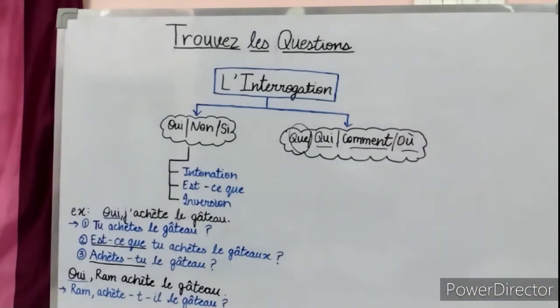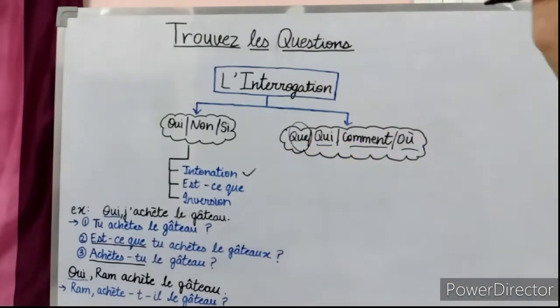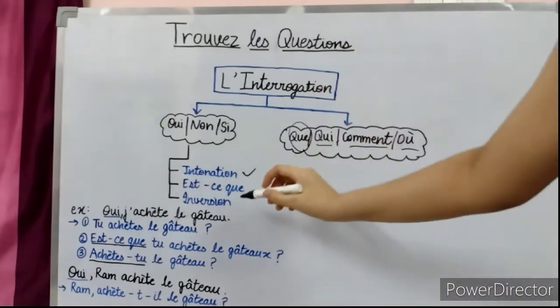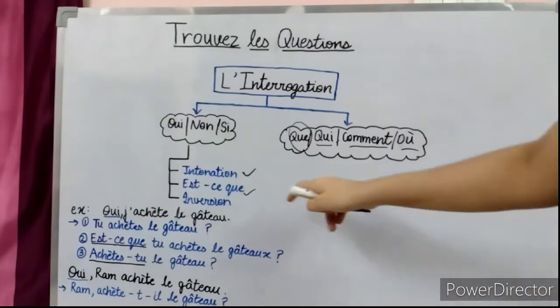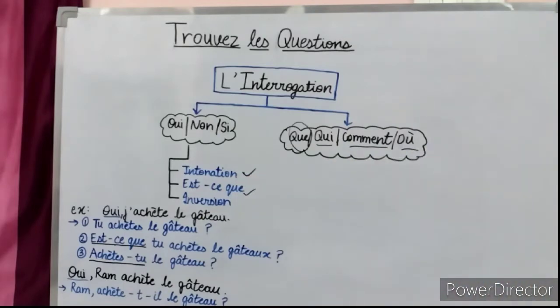Where the answer is in oui, non or si, we have to use three forms of interrogation. First form is intonation. Intonation is the simplest form of making questions. Second comes est-ce que, questions with est-ce que, and third is the inversion method. So let's see an example to understand the methods.